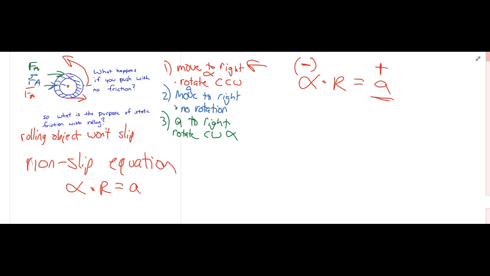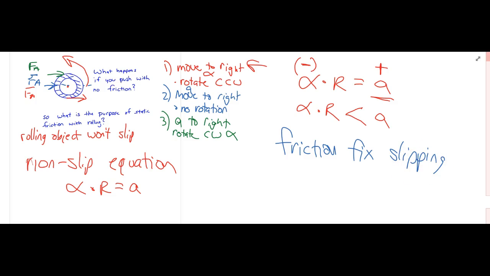So what we end up with in this scenario is that the linear acceleration is greater than the angular acceleration because the angular acceleration is negative. So what has to happen is friction will fix the slipping. So friction is going to balance out this equation. So what could friction do? Well, this number over here is too big. So friction is going to make that number smaller.